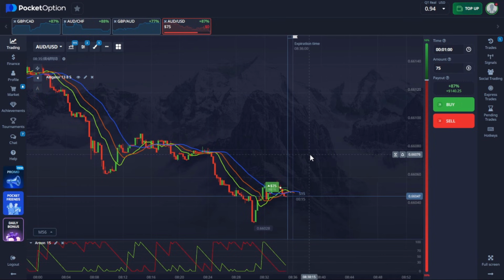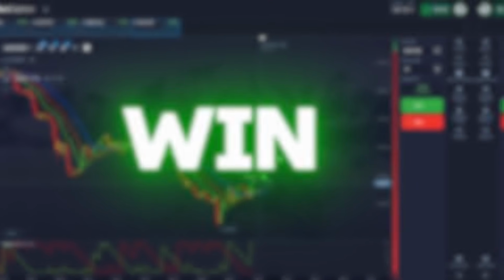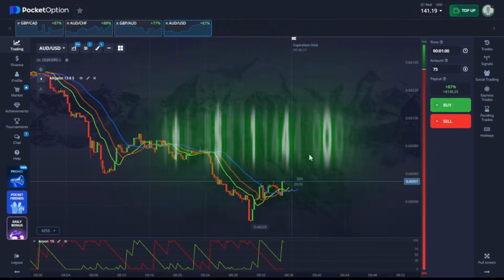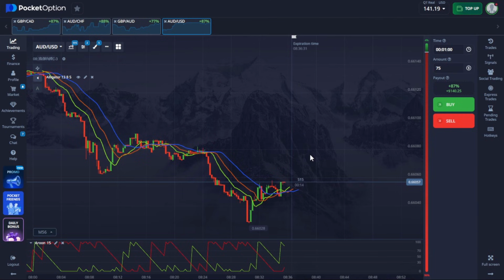So let's see how this turns out again. But sometimes that's how it is. Okay? Don't wait for the candle reaction. And look at that, guys. $140. And look at this. I just increased my account from $22 to $141. Which is very good for me, guys.